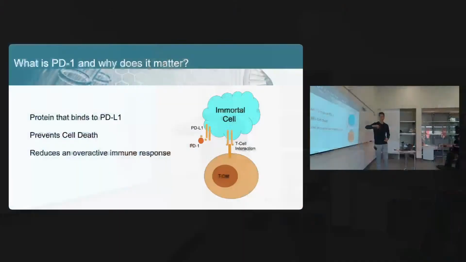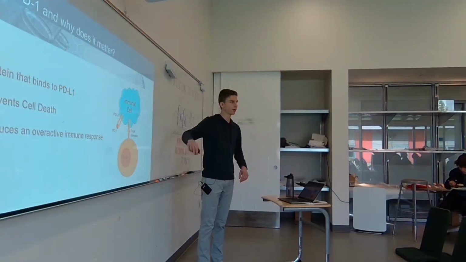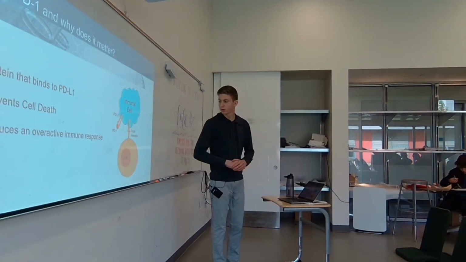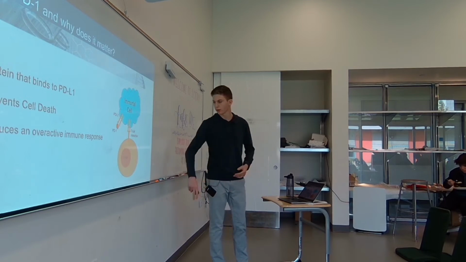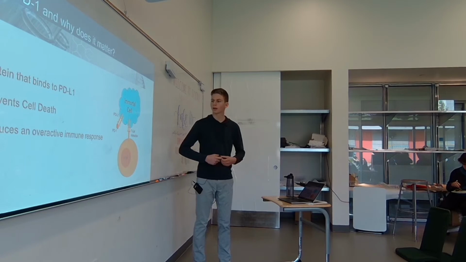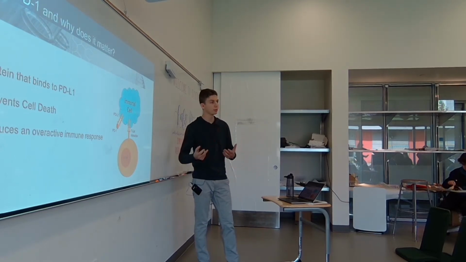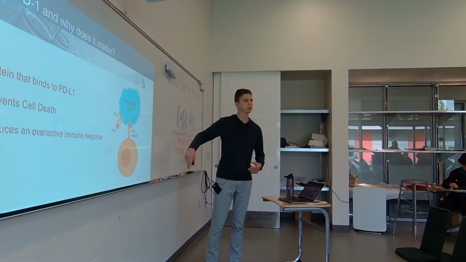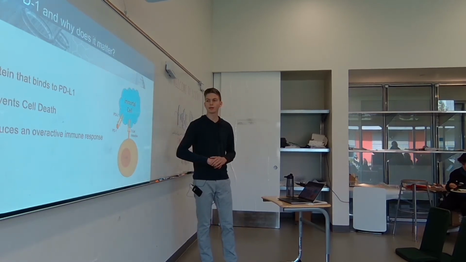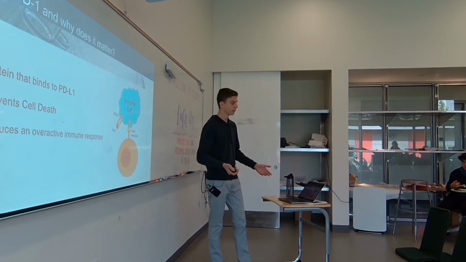PD-1 is a protein that binds to the PD-L1 receptor on cells. And when it's bound to this PD-L1 receptor on a cell, that cell becomes immortal. It no longer responds to signals from T cells in the immune system to die. And this is generally a good thing because it helps prevent overreactive immune responses so that T cells don't kill too many regular cells. And it can also help when cells just aren't supposed to die at all.